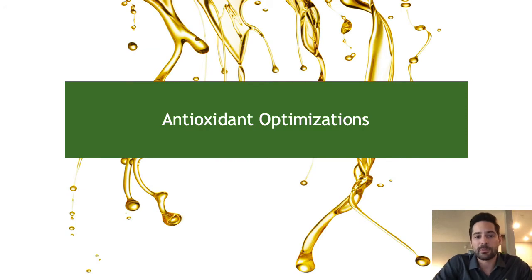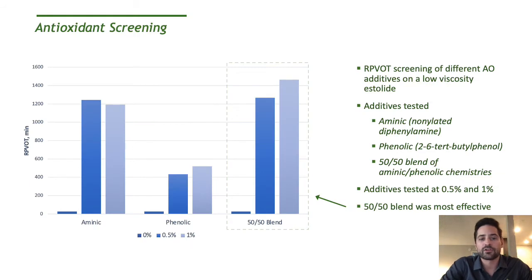So here's a look at some of our antioxidant optimization work. First, we took a low viscosity estolide and screened different antioxidants. There were three types of antioxidants we tested. We tested aminic antioxidants, which are the first three columns in this graph. The second three columns are the phenolic additive we tested. And in the final column, we looked at the 50-50 blend of aminic and phenolic chemistries.